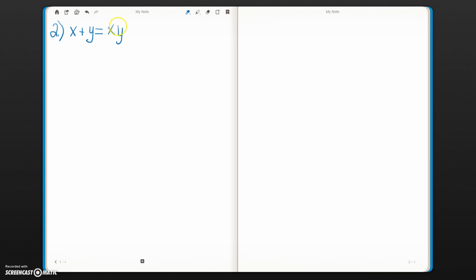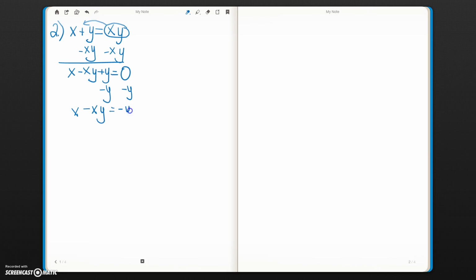So the first thing I'm going to do is move this term over here by subtracting it. So I'm going to subtract xy from both sides. Okay, so I've got x minus xy. I've still got the plus y equals, now it's not blank over here, guys. When you take away everything, there's nothing left, so it's 0. Now I have this y here. I'm going to get rid of that, so I'm going to subtract y from both sides. So I've got x minus xy equals negative y.